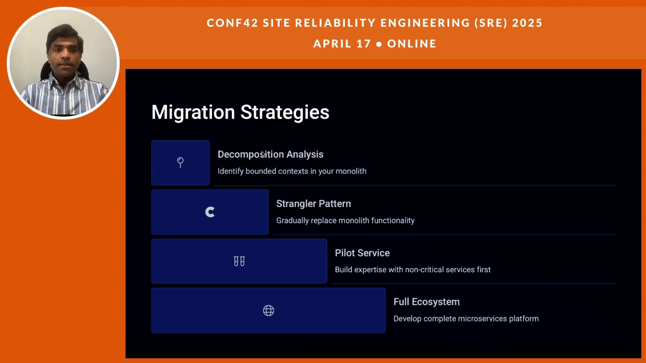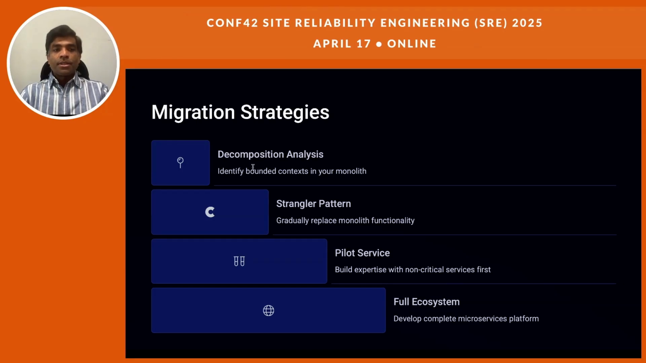Another widely used approach is the Strangler pattern, which allows for a gradual and risk-minimized transition. Instead of attempting a complete system overhaul, the Strangler pattern involves replacing specific functionalities of the monolith with microservices incrementally. So over time, the monolith shrinks as more functionalities are transitioned to microservices.